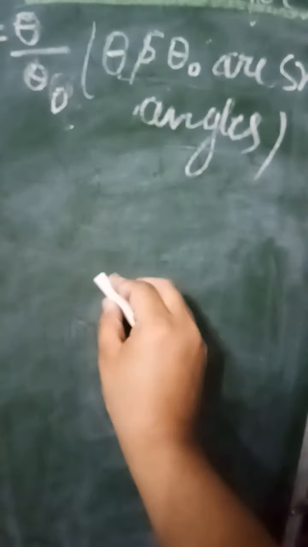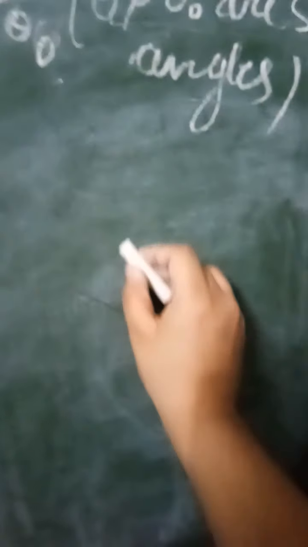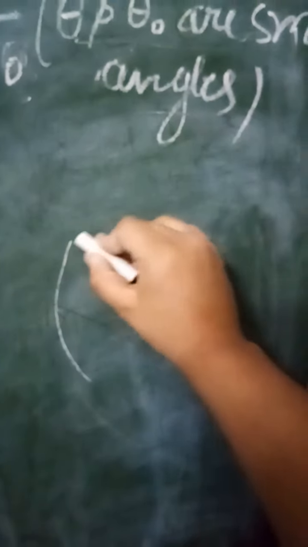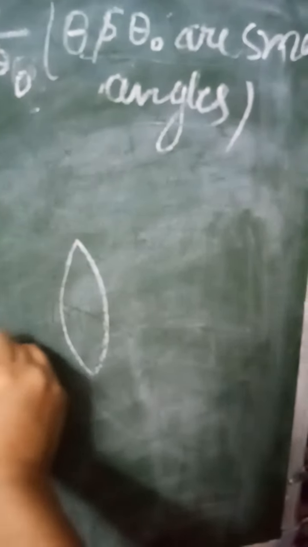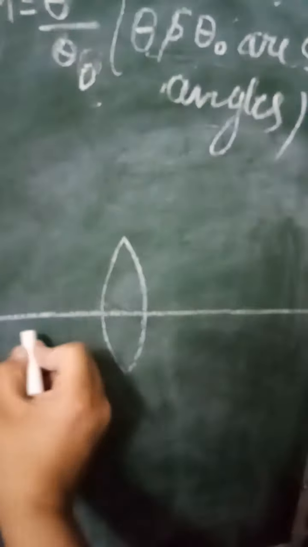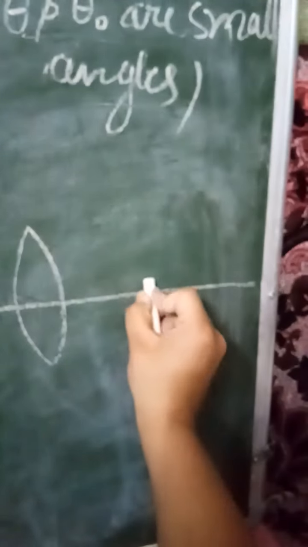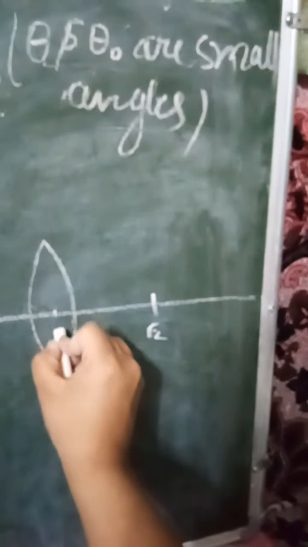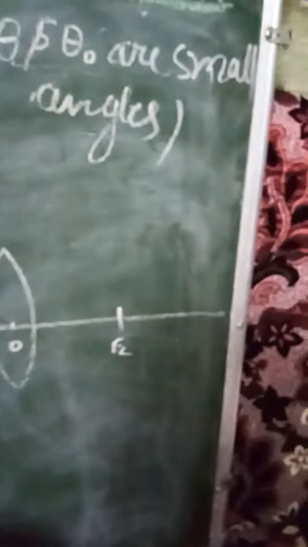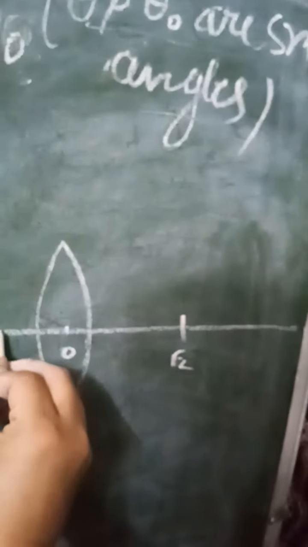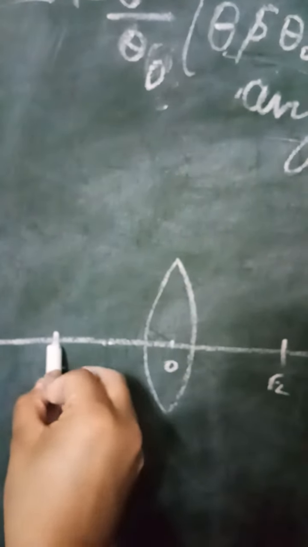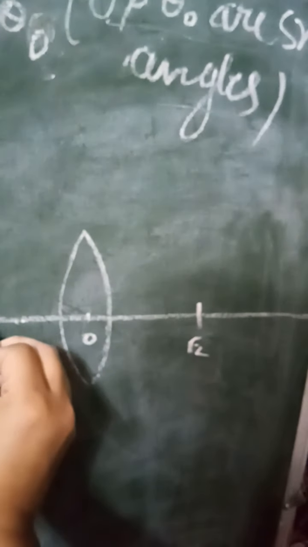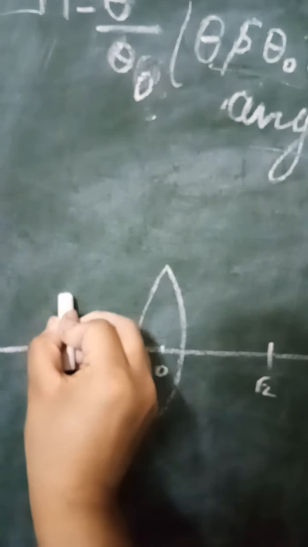Okay, see the construction of the ray diagram. This is the convex lens, biconvex lens. This is the principal axis. This is focus 1, this is focus 2, this is the optical center, and in the first case we have taken the object in between. See, this is the position of the object in between focus 1, the first focus, and the lens. But in the second case we take the object very close.